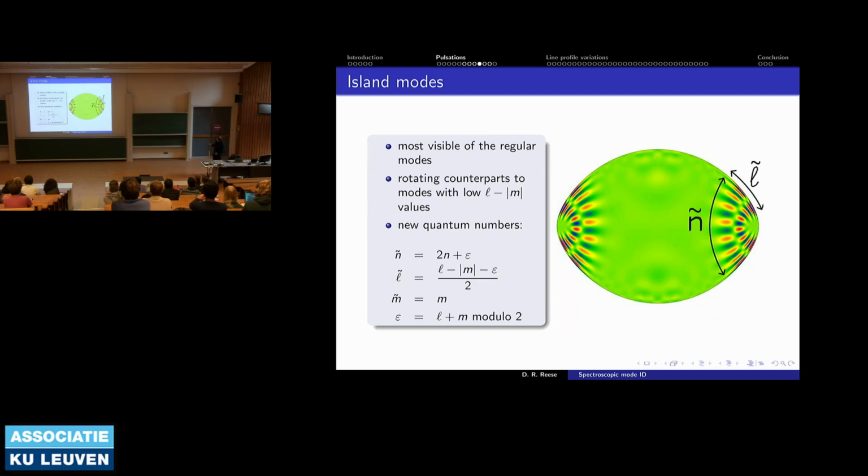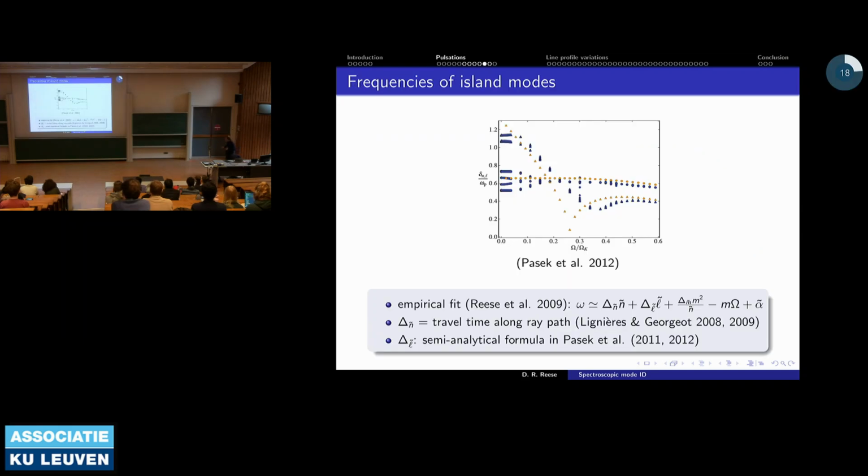You can introduce new quantum numbers for these island modes, which are illustrated here, and which can then be used when you're characterizing the pulsation spectrum of these stars. Now, using these new quantum numbers, you can come up with an asymptotic formula. I initially came up with an empirical version of it, but then Lignières and Georgeot, and Pasek, came up with analytical asymptotic formulas, which agree with this.